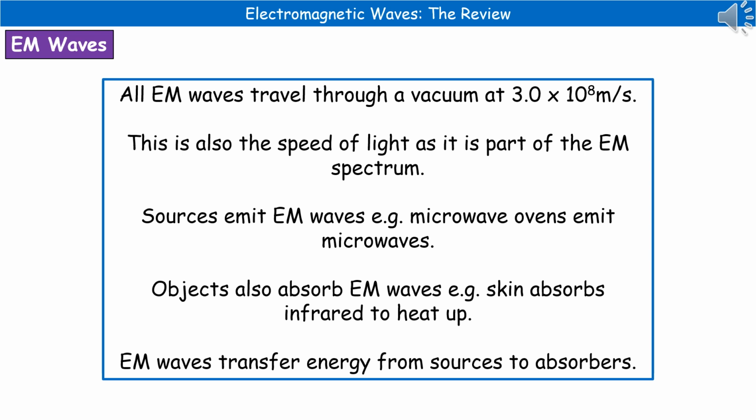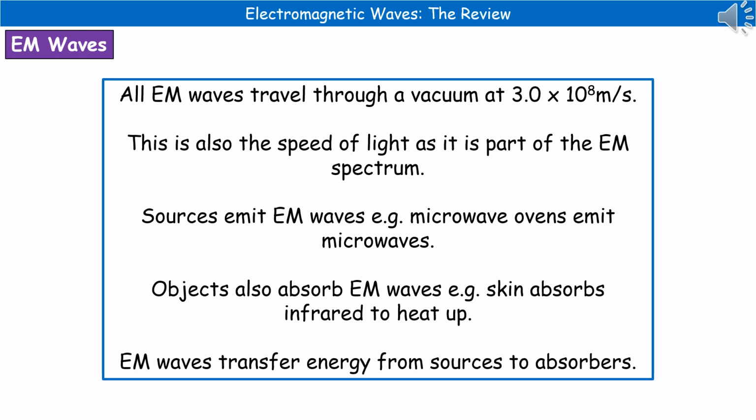One of the key things that we need to know about our electromagnetic waves is their velocity. Now, all electromagnetic waves will travel through a vacuum at the exact same velocity, which is 3.0 times 10 to the power 8 meters per second. Now, that coincidentally is, of course, the speed of light, because as visible light is part of our electromagnetic spectrum, and all electromagnetic waves travel at that same velocity, therefore it must be the speed of light.